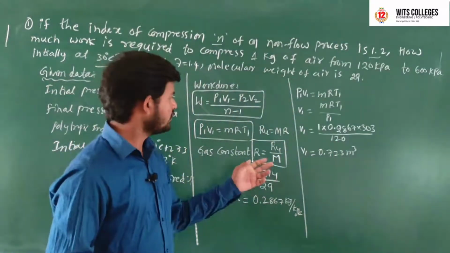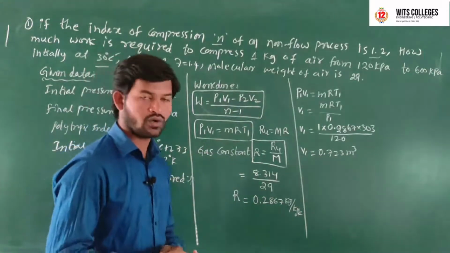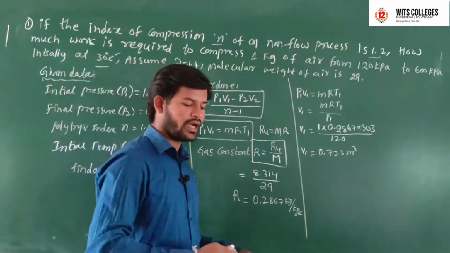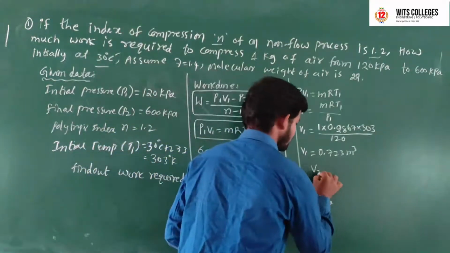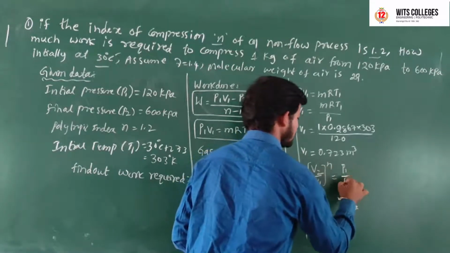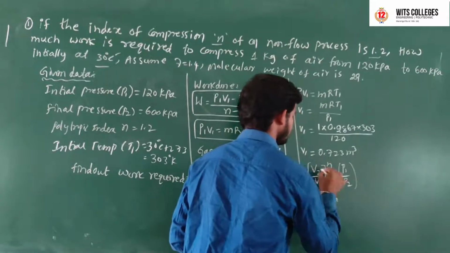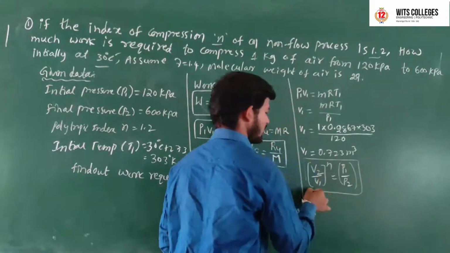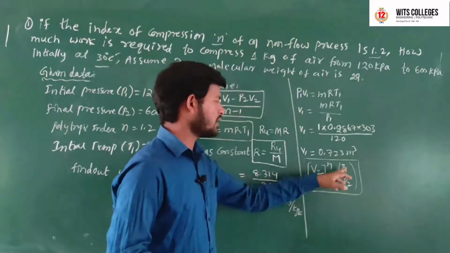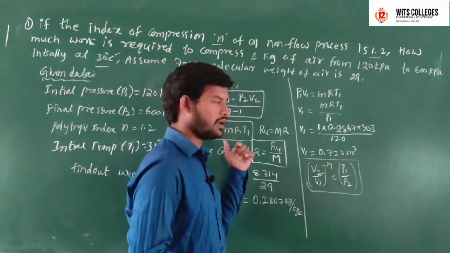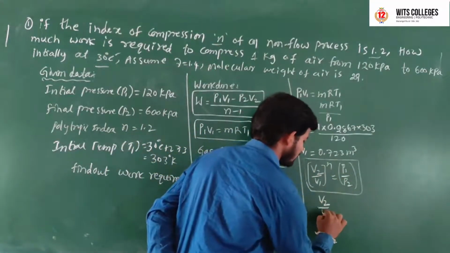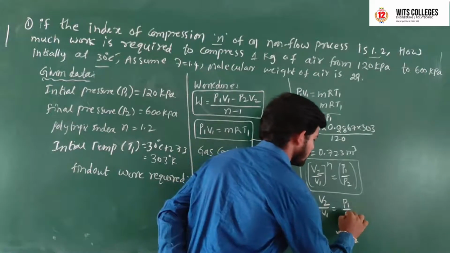Next we will find the V2 value. How will we find the V2 value? That is the relation between pressure, volume and temperature. Here we take (V2 by V1) whole power n equals P1 by P2. This is the relationship between pressure and volume in the polytropic process. In this we find the V2 value. All the remaining values are available in the given data. That is V2 by V1 equals (P1 by P2).